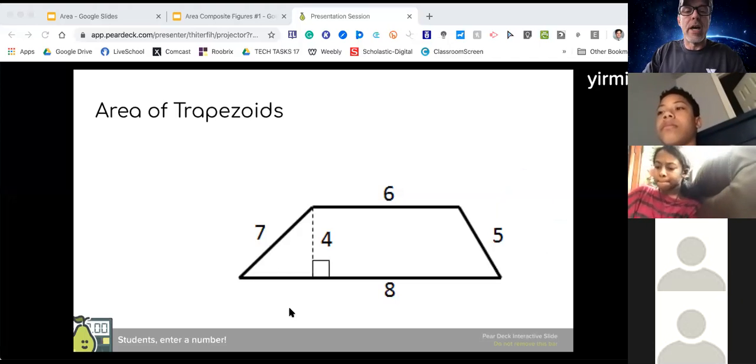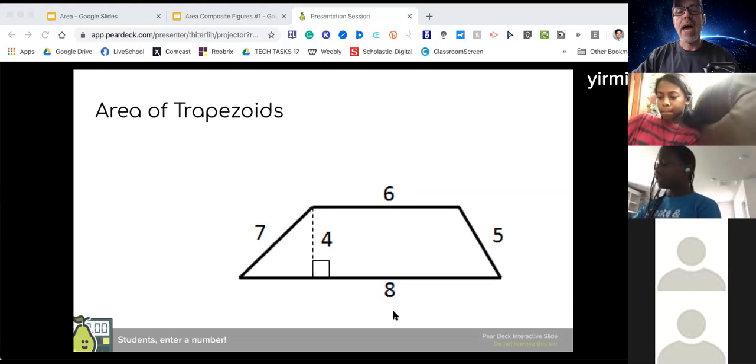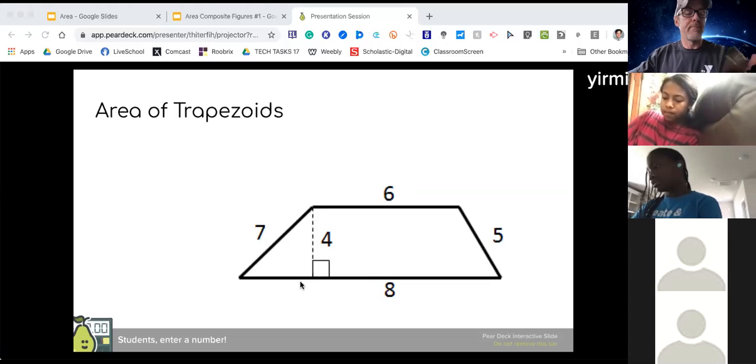Quick reminder from yesterday. What would be the area of this trapezoid? Quick review before we start on composite. So think about your base and your top, add them together, half it times your height. Most of you are saying 28, and that is correct because 6 and 8 equals 14. Half 14 is 7. 7 times 4 is 28 square units, right? That is correct.